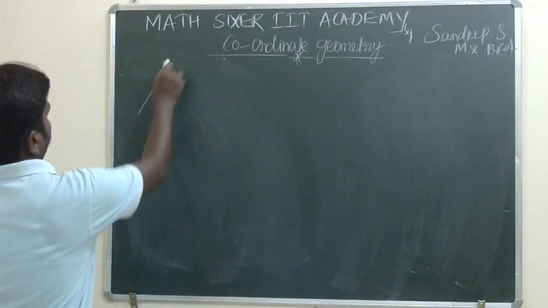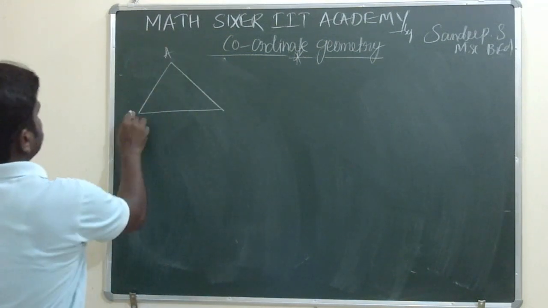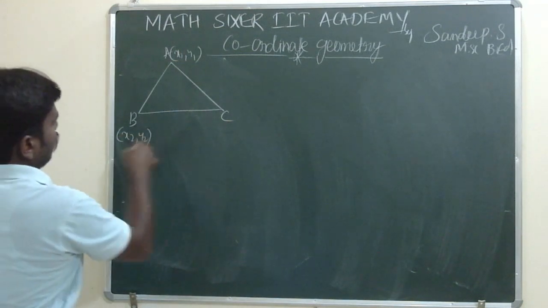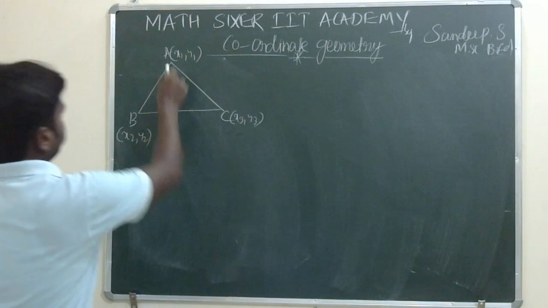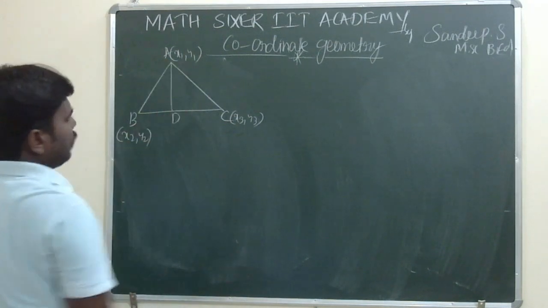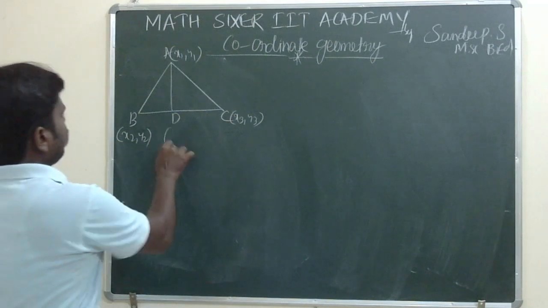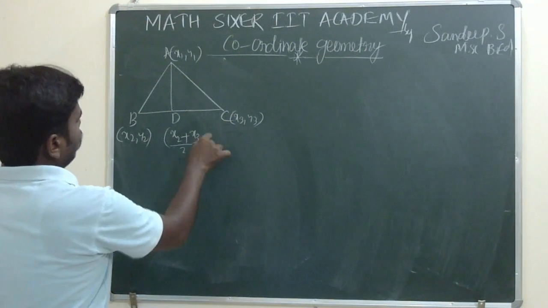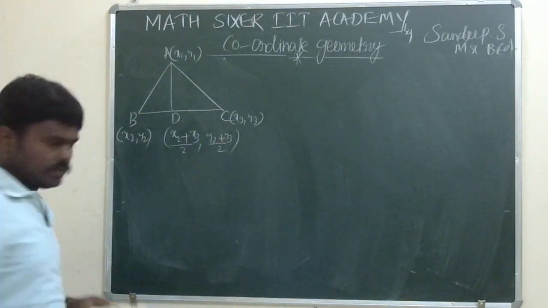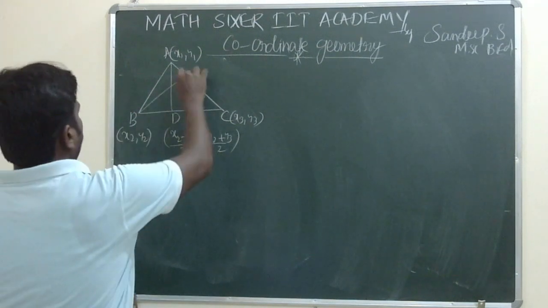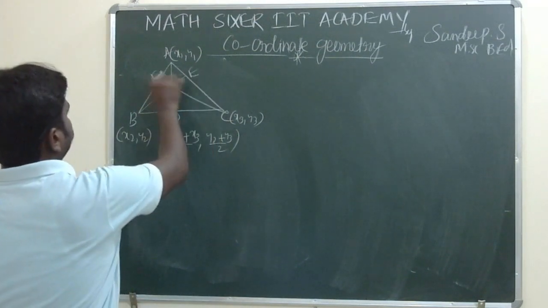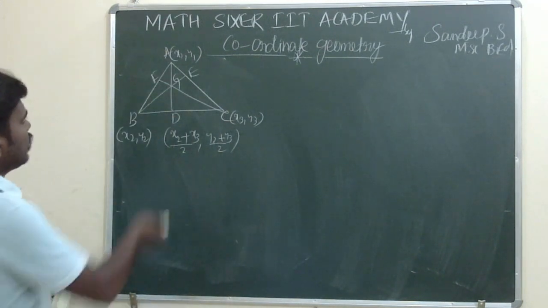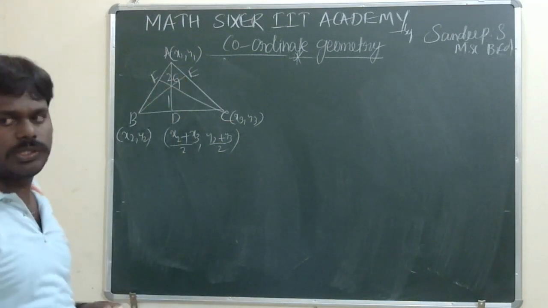Here I am taking a triangle ABC whose vertices are x1 comma y1, x2 comma y2, and x3 comma y3. Now I am taking D as the midpoint. According to the midpoint formula, D is equal to x2 plus x3 by 2 comma y2 plus y3 by 2. And here we know the relation between the median and the centroid, as we know that the centroid divides the median in the ratio of 2:1.